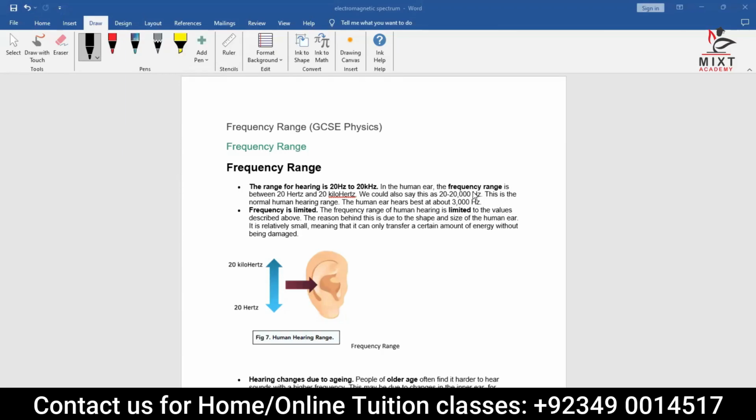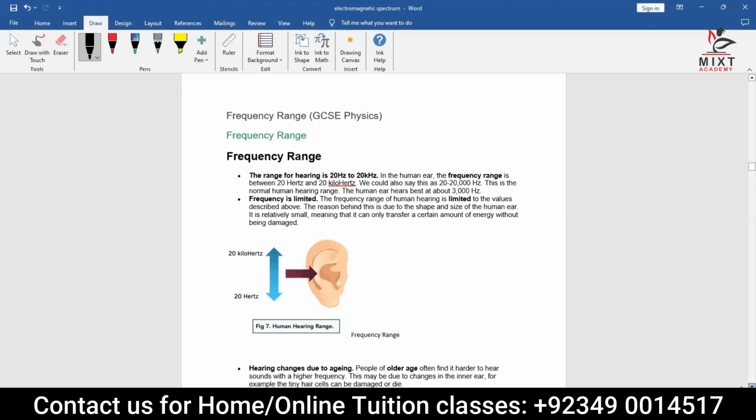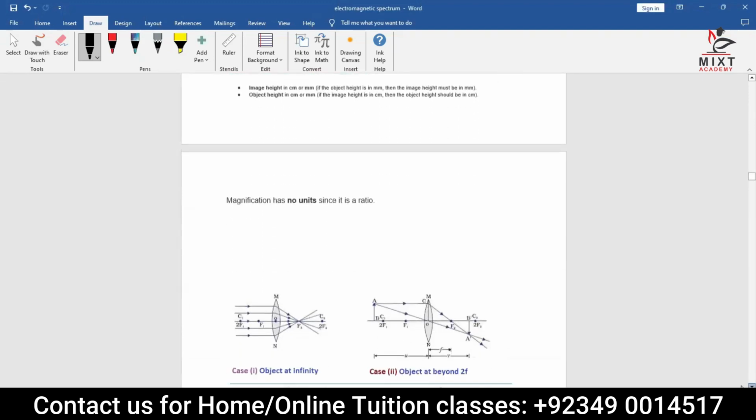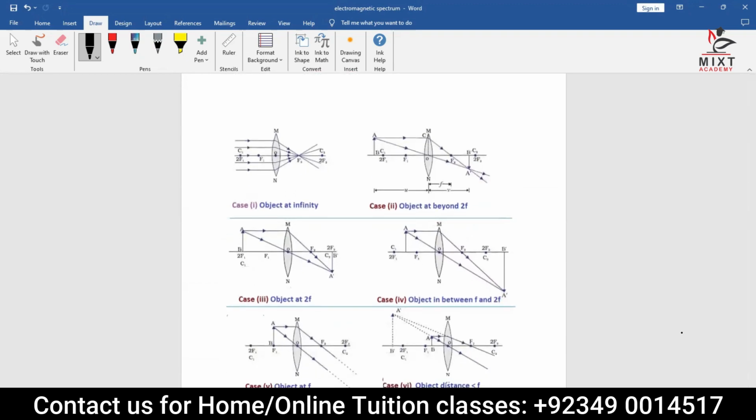The last case was when the object is beyond 2f. I'll show you which case I'm talking about. I'm talking about this case. What are the characteristics of that case? When the object is beyond 2f, the image forms within f and 2f, and the size of the image is smaller.